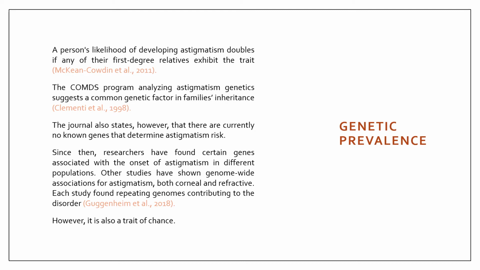Research has found that a person's likelihood of developing astigmatism doubles if any of their first-degree relatives exhibit the trait. However, astigmatism is also a trait of chance. While heritability does play a large role in developing astigmatism, we have seen that external factors like injuries and surgeries can also cause the condition.